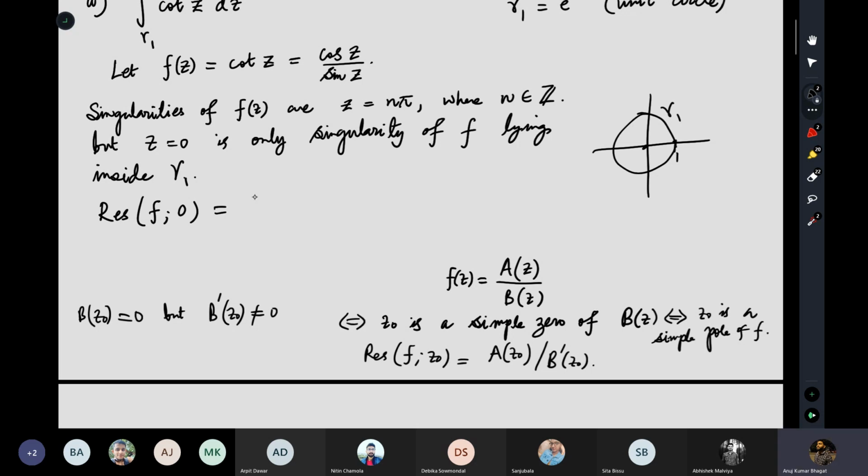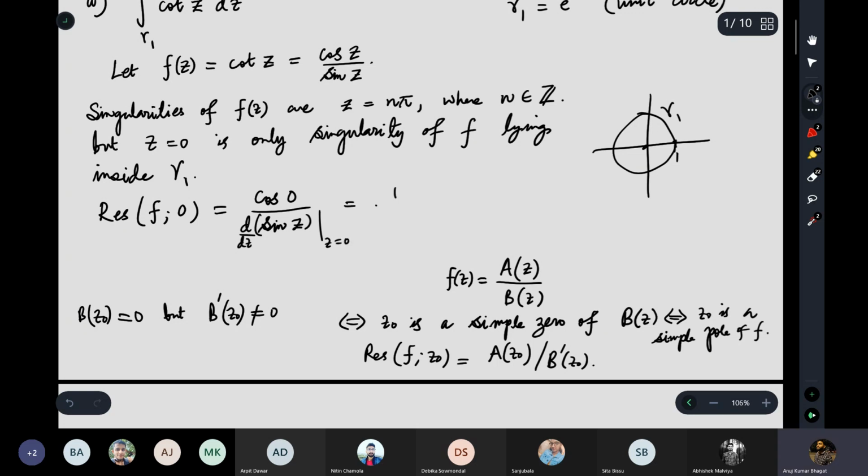So the residue will be cos 0 divided by, you said 1, that is correct. I'll just do the evaluation. Derivative of sin z, I'll write it this way, derivative of sin z evaluated at the point z equals 0. What is this? Cos 0 is 1, the derivative of sin z is cos z, and at 0 is cos 0, which is again 1. So the residue is 1.